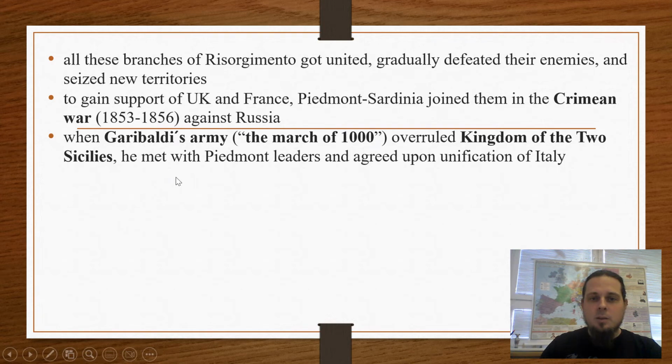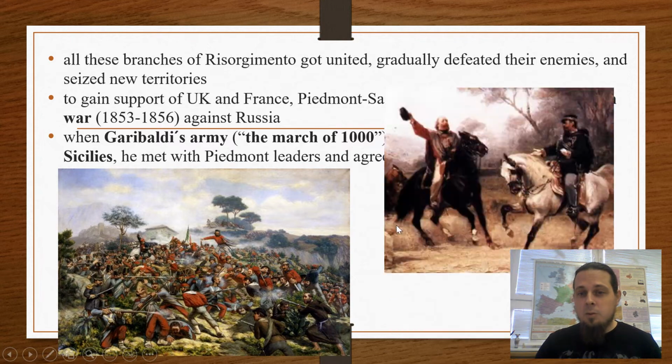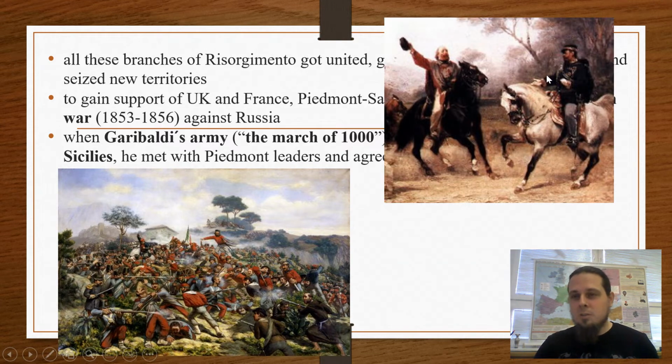Anyway, when Garibaldi's army in the so-called famous March of the 1000 overruled the Kingdom of the Two Sicilies, in which, in this picture, they defeated the local troops of Italians, conservative, many of them were joining them. So he decided to meet with the leaders of Piedmont, and he agreed upon the unification of Italy. So famous meeting, center of Italy, Garibaldi with Vittorio Emanuele II.